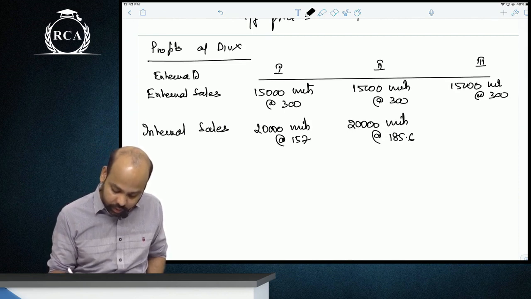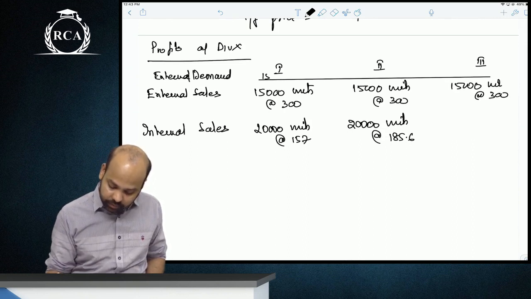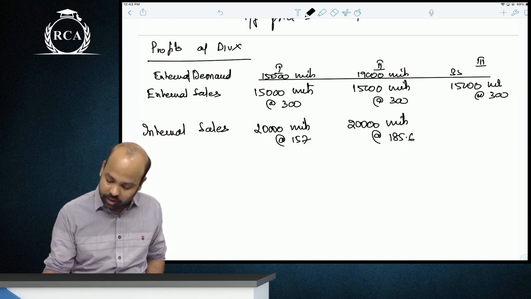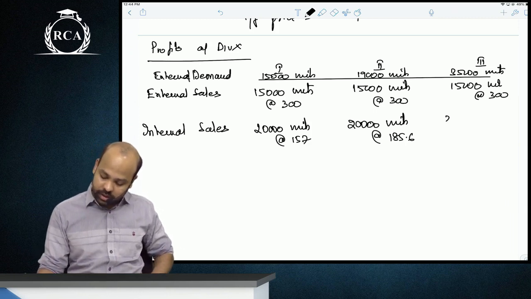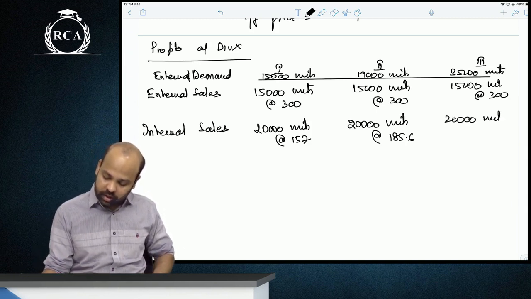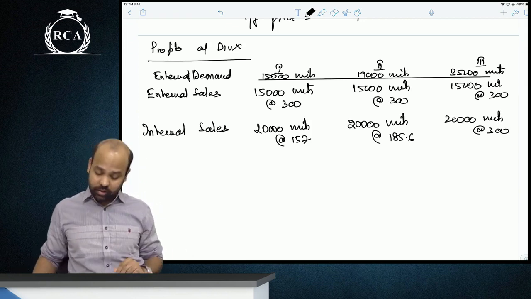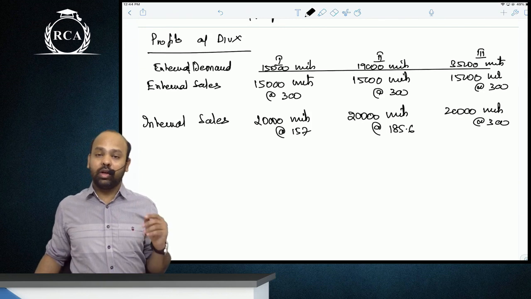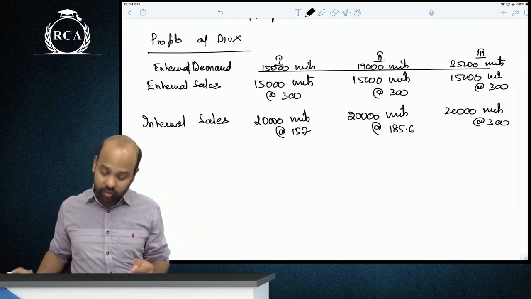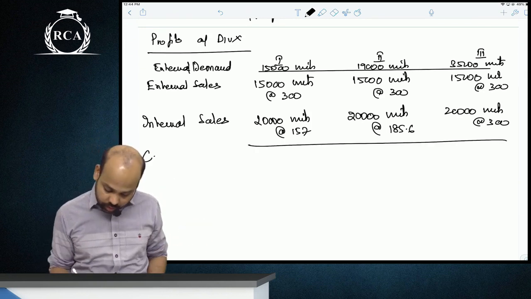We are not catering to the entire external demand of beta. External demand of beta is 15,000 units. Here it was 19,000 units and here it was 35,000 units. So here, guys, you're transferring the entire 20,000 units but at 300 rupees. Basically, whatever contribution division X is making was only because they have an external demand.